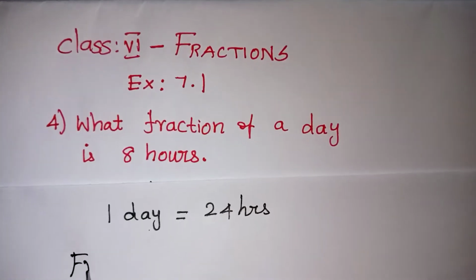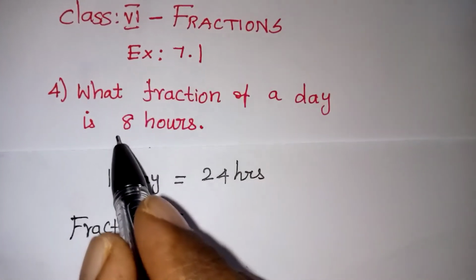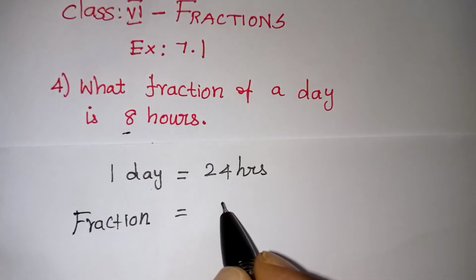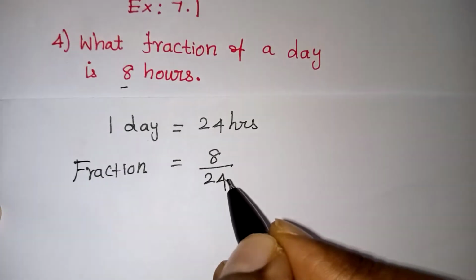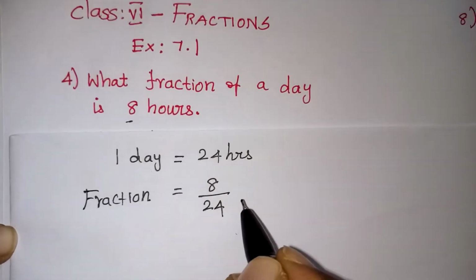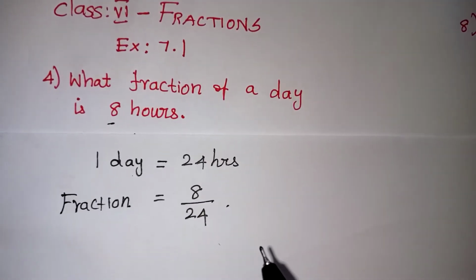That means the required fraction is, for 8 hours they have asked you to write the fraction. So 8 hours out of 24 hours. Both should be in the same unit, like that only we should write our answer. So that's all, that is our fraction: 8 hours out of 24 hours. We'll go on to the next problem now.